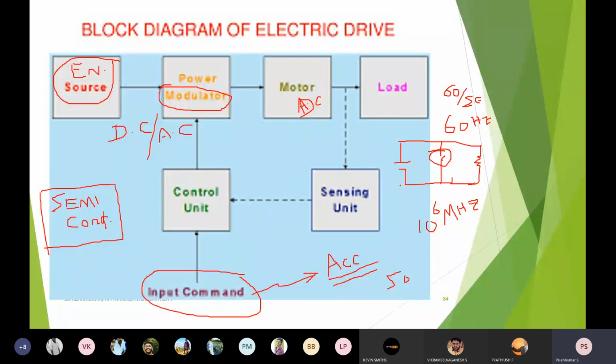This is absolutely possible when all the components are arranged in such a manner: source, power modulator, motor, load, sensing unit, control unit. Only then can I realize this arrangement. This arrangement is called an electric drive. If I am using a DC motor, it is called a DC electric drive, and of course, if it is an AC motor, it is an AC electric drive. With this I am concluding today's session.